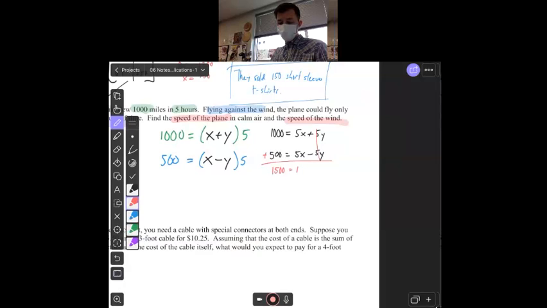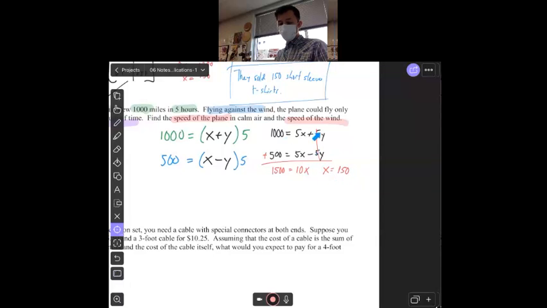1500 equals 10x. Dividing by 10, we would get 150. Since we defined x as the speed of the plane, now we think we know how fast the plane is going. We just need to figure out how fast the wind is moving.